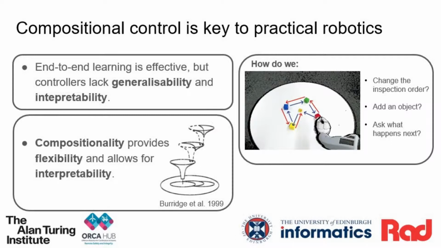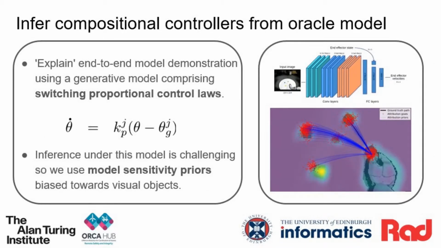For example, consider applying end-to-end learning to the inspection task here. What happens if we want to change the inspection order, or if a user asks what will happen next? In contrast, compositionality allows for flexibility and interpretability. We present a method to infer compositional controllers from an oracle model.